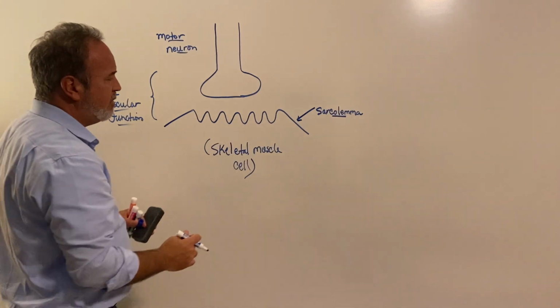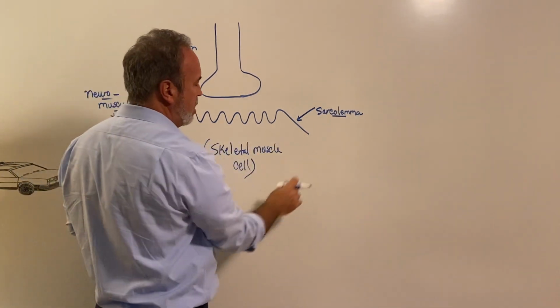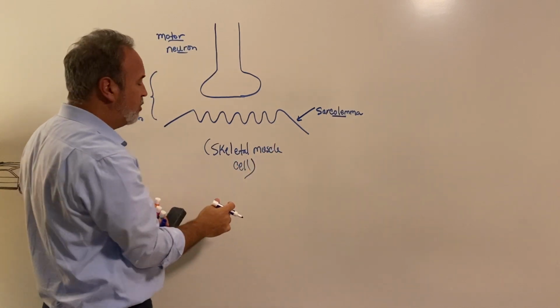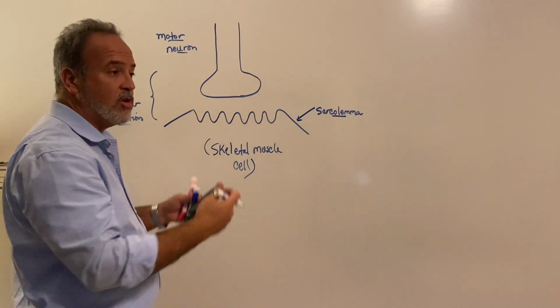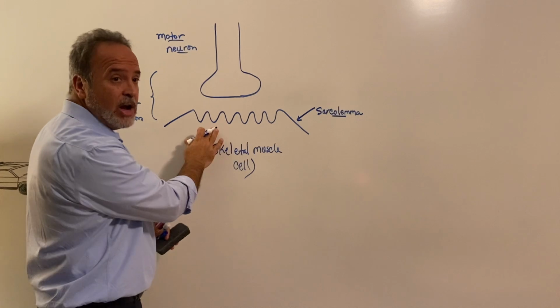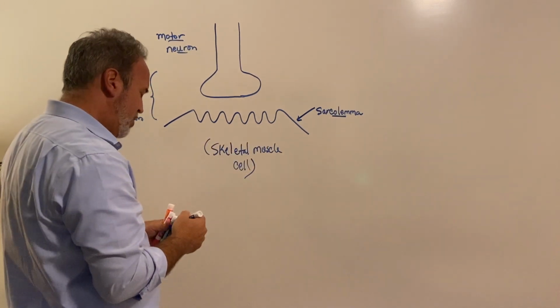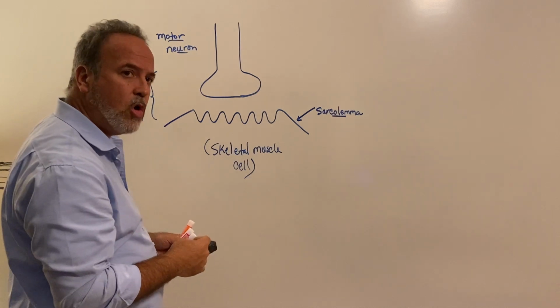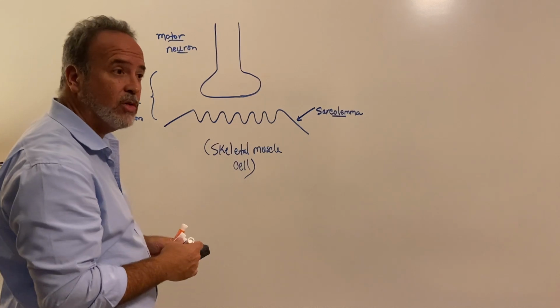Now, the question is, why do we fold this part right here of the sarcolemma, or the cell membrane of the skeletal muscle cell? The reason for that is to increase the surface area so that we can fit more ion channels. We need channels here. These channels are going to be called ligand-gated or chemically gated channels.